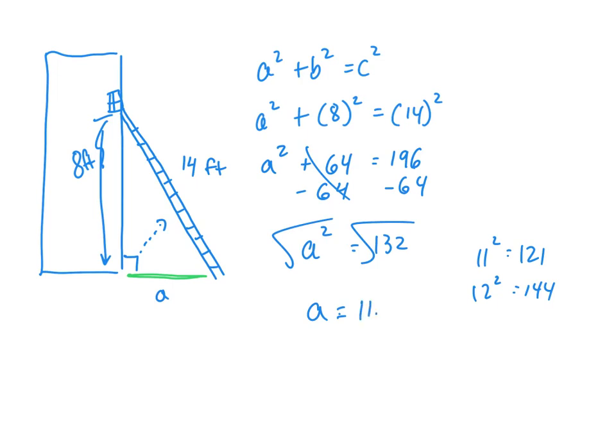So this is 11.489, which we can round if we want to. Let's just make this 11.5. So this distance from the building to the ladder, we need to have at 11.5 feet. Otherwise, we wouldn't be able to reach that window to fix it, to clean it, or whatever we needed to do. So that's where we can start to see some of these problems work out in the real world for us.